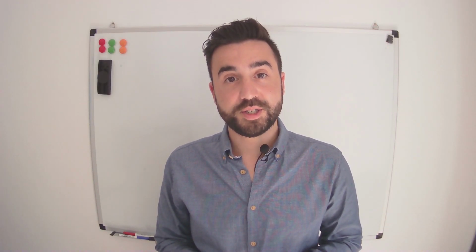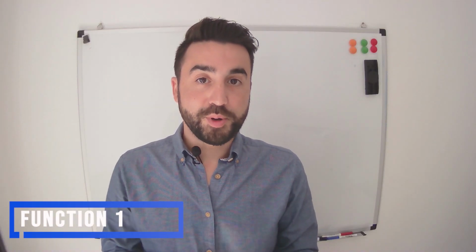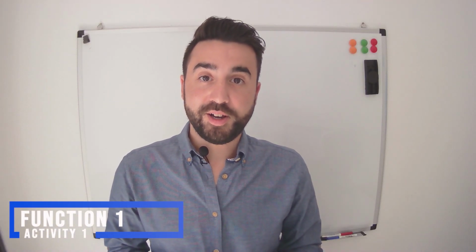Now that we've seen the functions, let's get started with the first activity that's going to promote these in the classroom. Starting with using the present continuous to refer to events at the time of speaking. The first activity that promotes this function is an activity that I learned on my CELTA course all those years ago. What I do is I have the students enter the classroom and sit down.